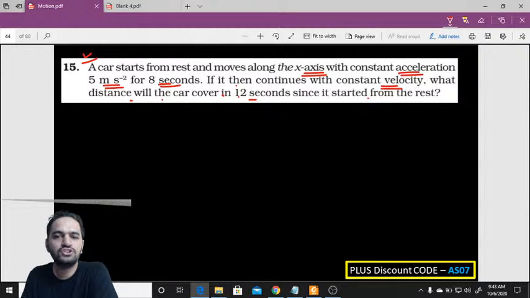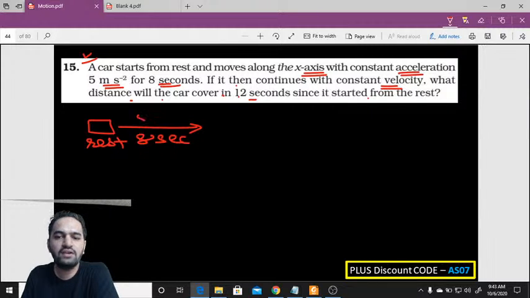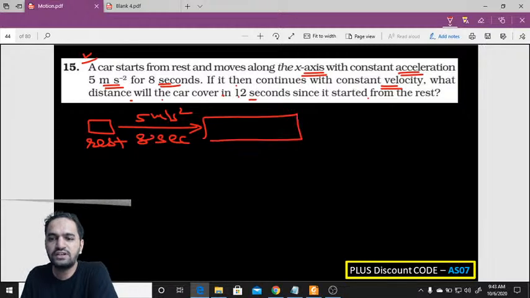So they are saying the object has started from rest. Okay, so the object was at rest in the initial position. After that, for 8 seconds, the object was traveling with 5 meter per second square acceleration. After this, it continued with a constant velocity. And after that, for 12 seconds, you just have to calculate the distance.